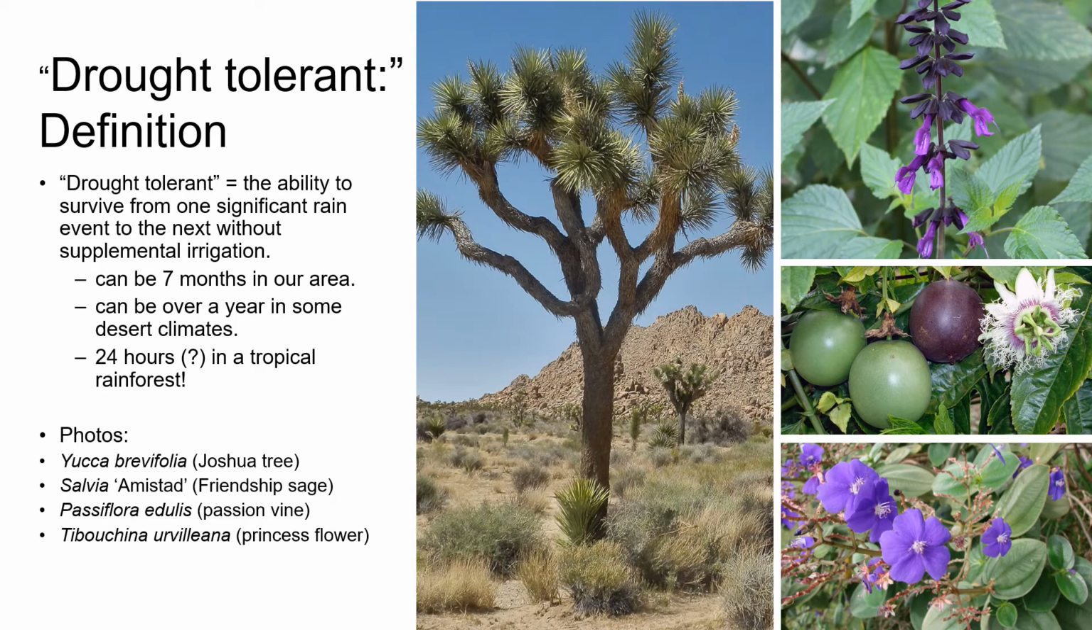Drought tolerant is the ability of a plant to survive from one significant rain event to the next without any supplemental irrigation. If you're a plant that's native to neotropical areas, like the 3 on the right here, the hybrid Salvia amistad, passion flower, or Tibouchina, the princess flower, then your period of drought tolerance doesn't necessarily need to be any more than perhaps a month or so. If you grow natively in Death Valley, though, like the Joshua tree pictured on the right, then your period of drought tolerance may need to be up to 2 years. In most of California, a drought-tolerant plant is one that can survive our 7-month dry period without any irrigation. And a plant that's drought-tolerant in our area, in the Greater Bay Area and the Central Coast, isn't necessarily one that's going to be drought tolerant in Southern California, where temperatures are typically higher in the summer and rainfall in the winter is lower.